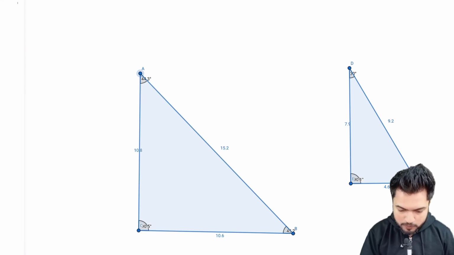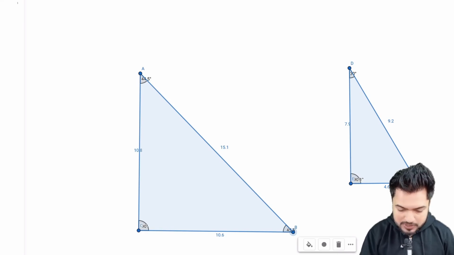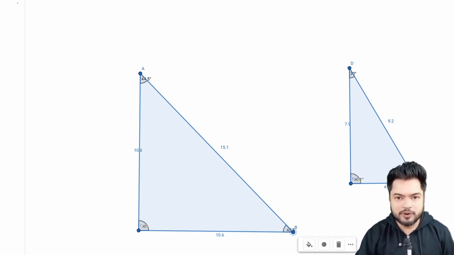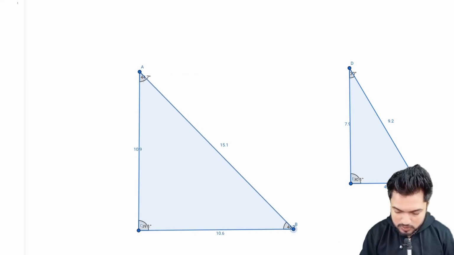Okay, I hope you can understand this. If I make it as 45, 45, 90 again, what will happen? The two sides will be same. See, this is becoming 10.6, 10.6. As I make this as 45, both, check this out now, this is changing now. So I hope you are able to understand this.